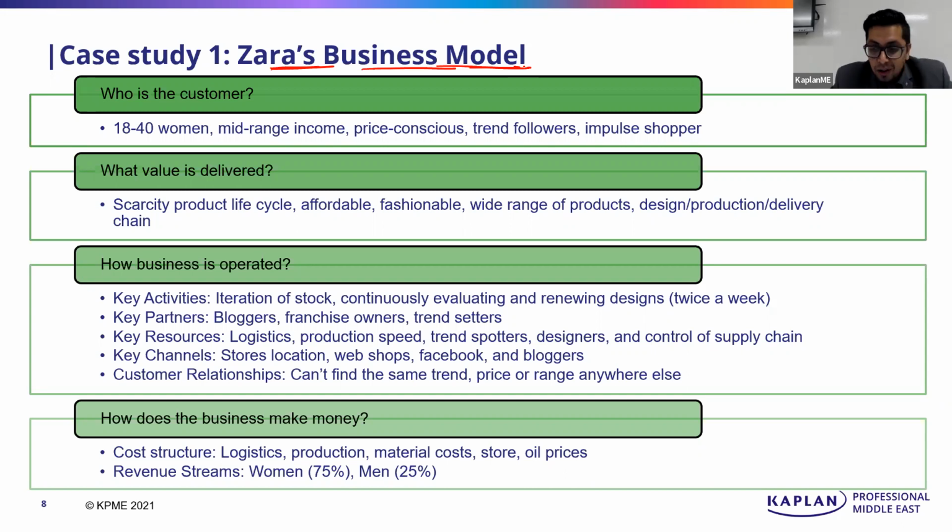So again, as I said, for the business model we need to understand who the customer is, what value is delivered, how the business is operated across these five factors, and how the business makes money. So what does Zara do? Zara is into fast fashion.